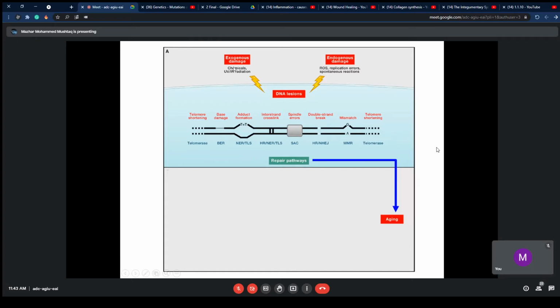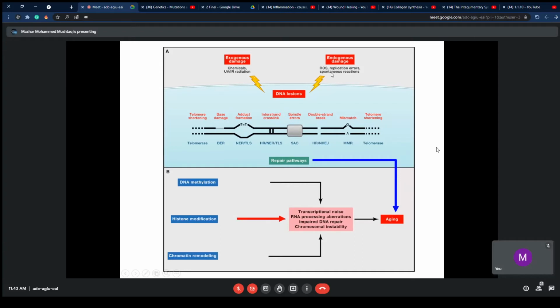Similarly, these exogenous and endogenous damage can also cause DNA methylation, histone modification, and chromatin remodeling. We studied all these three things when we talked about how transcription is regulated. So these can affect DNA methylation, histone modification, and chromatin remodeling, and as a result there can be a problem with transcription, which means impaired DNA repair or chromosomal instability, and that will result in aging.